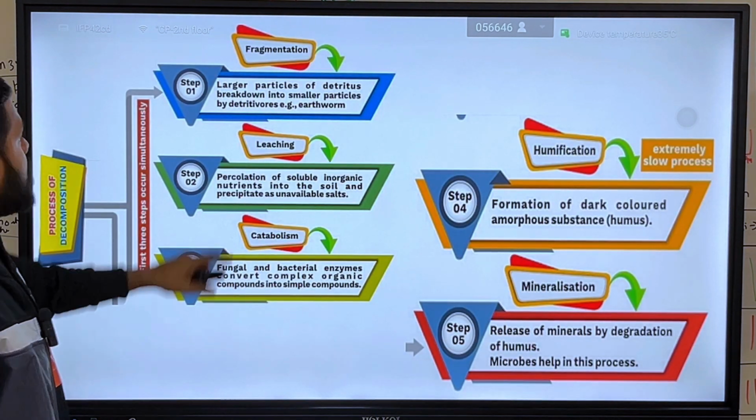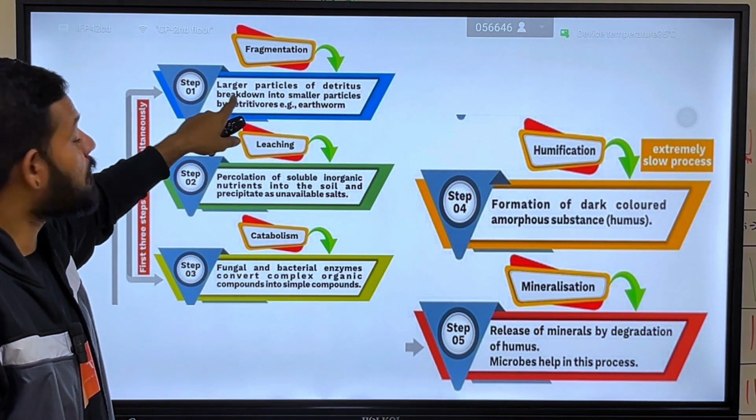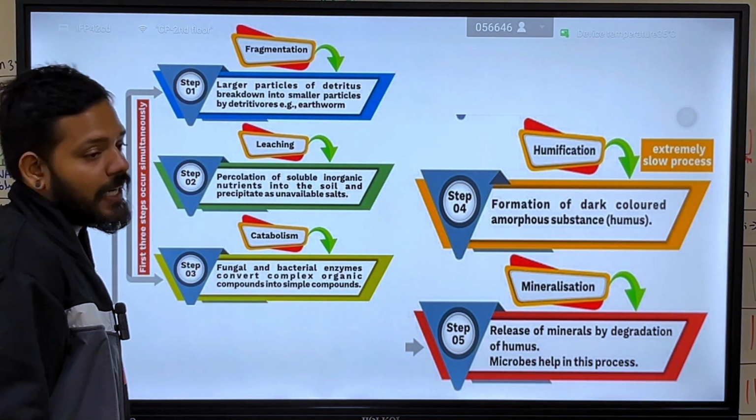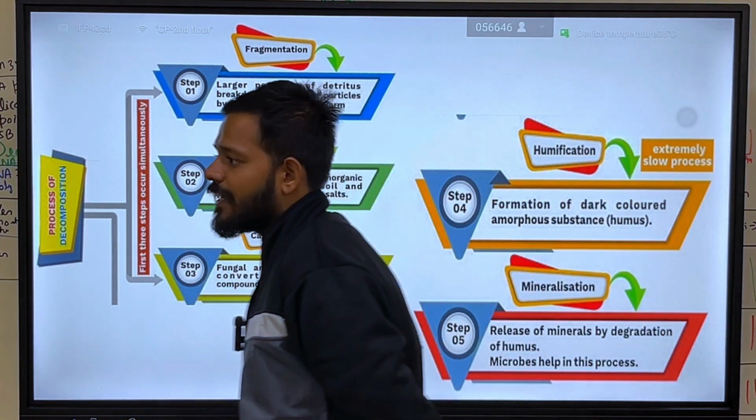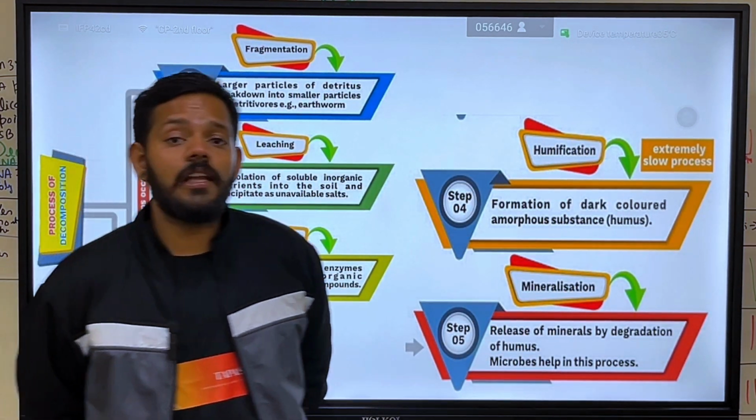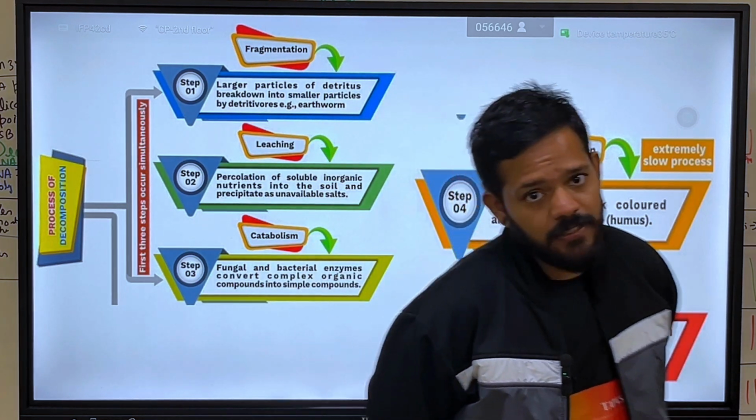Fragmentation is when the large particles of detritus break down into small particles by detritivores like earthworms. As you know, earthworms are farmers' friends. So when an earthworm breaks the large particles into small particles, the process is called fragmentation.